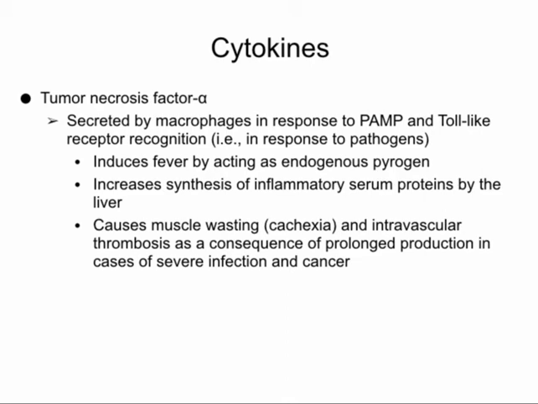But if you have a patient, for instance, that had an autoimmune disorder where they have massive inflammation going on, it's not uncommon for them to have an elevated SED rate. And this is exactly why, because these cytokines or TNF-alpha stimulate release of these proteins in the liver. So that's why sometimes you'll see that in patients' blood work. It also has an interplay with muscle wasting, cachexia. Intravascular thrombosis is a consequence of prolonged production and severe infection and cancer.